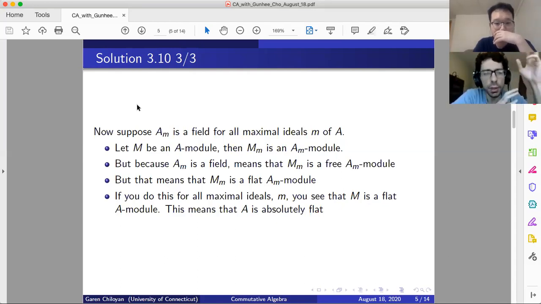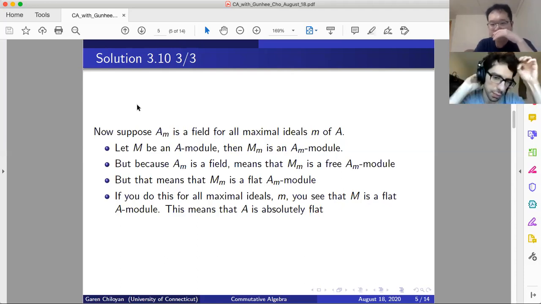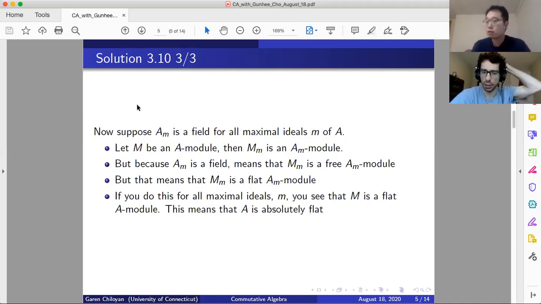So I'm going to say that this is true for all maximal ideals little m. And so because M sub m is a flat A sub m module for all maximal ideals little m, moving through all maximal ideals, this means that M, capital M, is a flat A module. So if you do this with all A modules, then that means that every A module is flat. So you're done. That means that A is an absolutely flat ring.